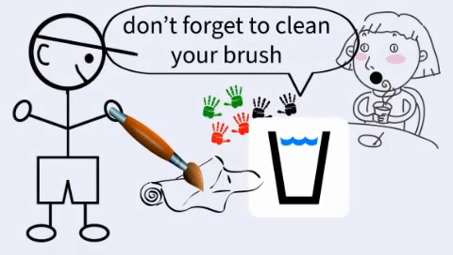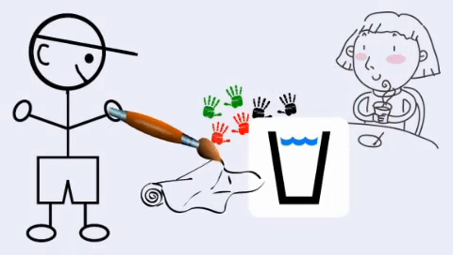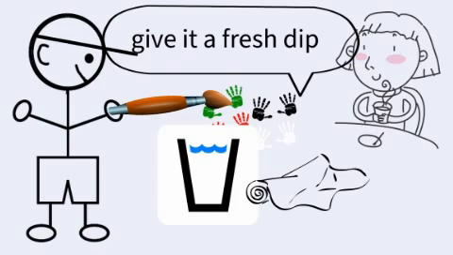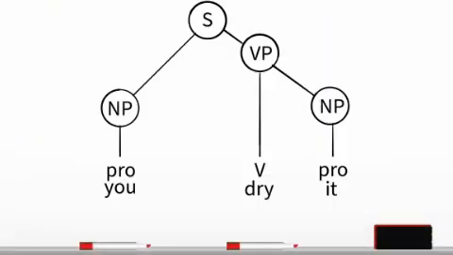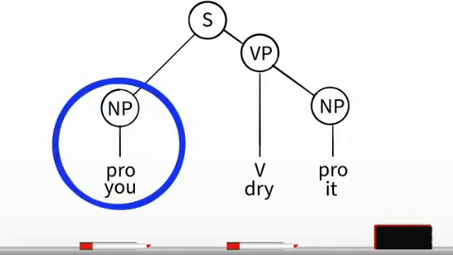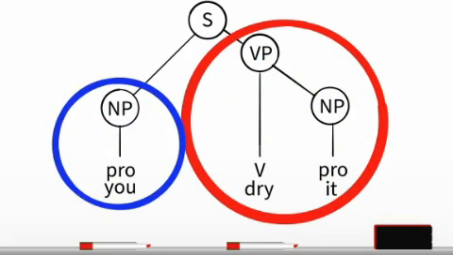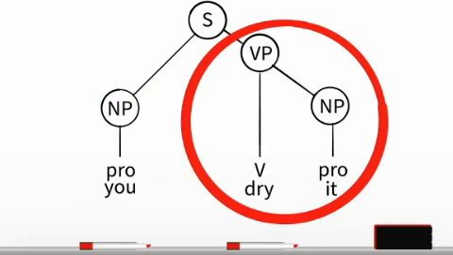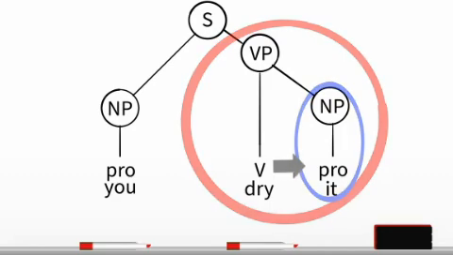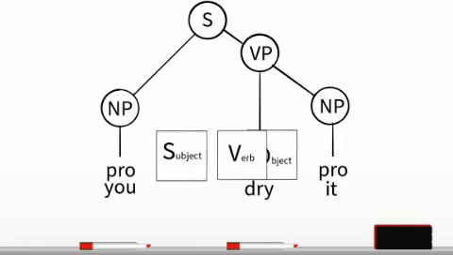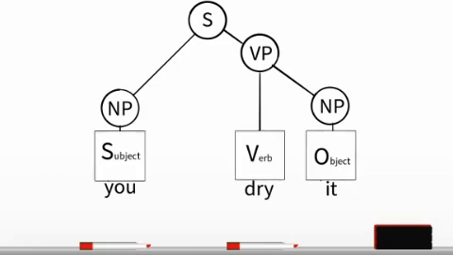Don't forget to clean your brush. You dry it. Give it a fresh dip. Lastly, you dry it is a sentence. It divides into a subject noun phrase, you, and a verb phrase, built around the transitive verb dry. Within the verb phrase is the direct object noun phrase, represented by the pronoun it. As an SVO sentence, you dry it is the most complex structure of these 4 utterances.